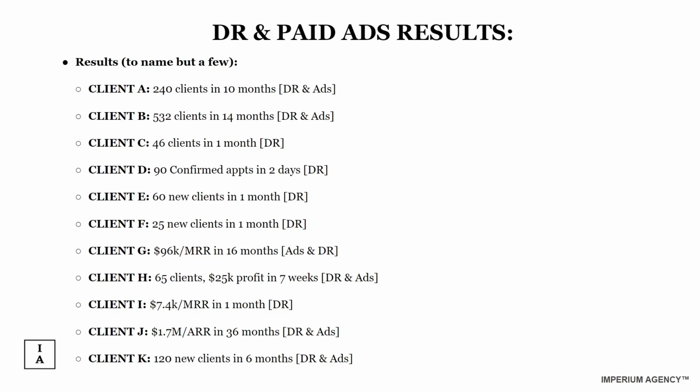Another one, client G, 96K. Wow. Monthly recurring revenue in 16 months. We used ads and DR. 65 clients, 25K profit in 7 weeks, DR and ads. And this client, actually, I remember, I think we spent around $2,000 on ads, mainly cold traffic ads, but most of it came from the DR. 7.4K in MRR in month 1, just the DR.